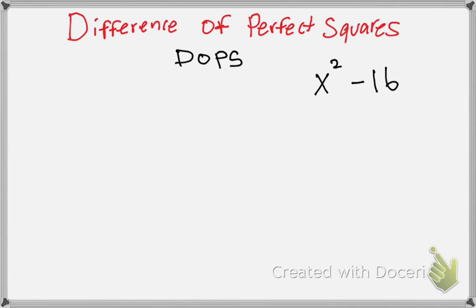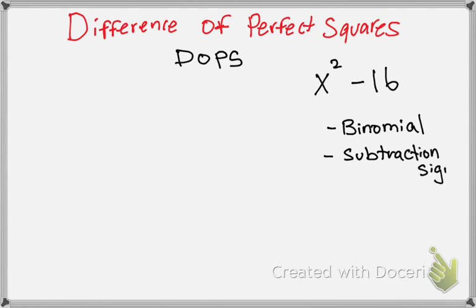So it's going to be a binomial, meaning what is a binomial again? It means an expression with two terms. It's going to have a subtraction sign. Okay. And it's going to have two perfect squares. Not one, but two. All right. That is my criteria.